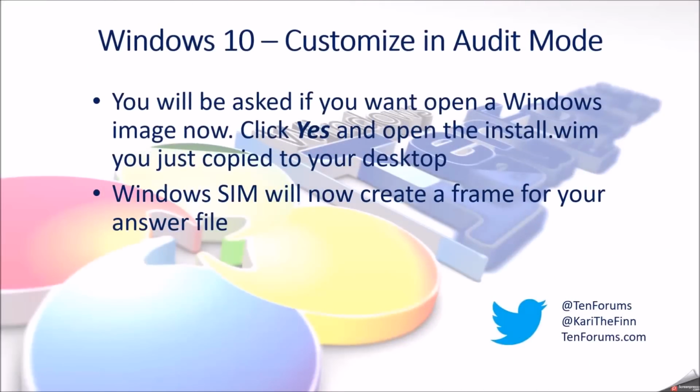You will be asked if you want to open a Windows image now. Click Yes and open the install.wim you just copied to your desktop. Windows SIM will now create a frame for your answer file.